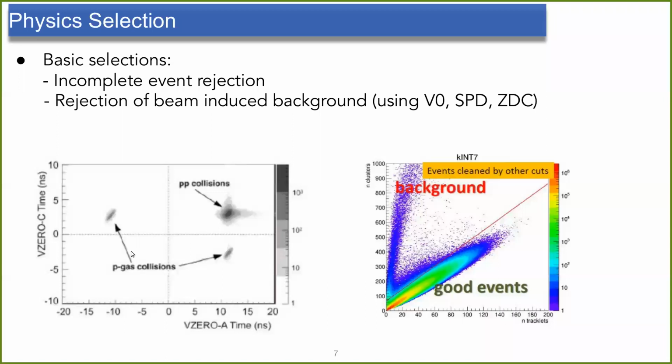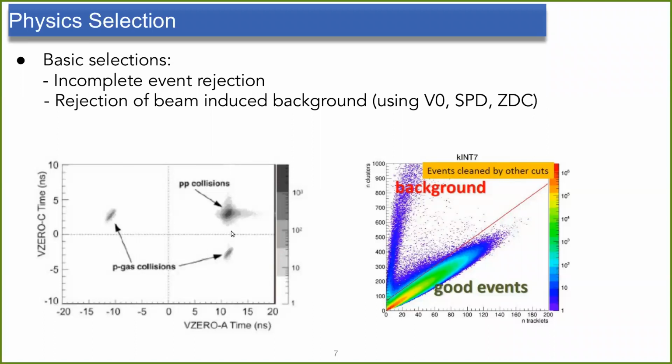And in this correlation plot, you can see there are several other branches. These are basically your beam gas events. These are basically the background in your analysis, which is coming from the collision of, for example, a proton and gas. Now you can reject this background.